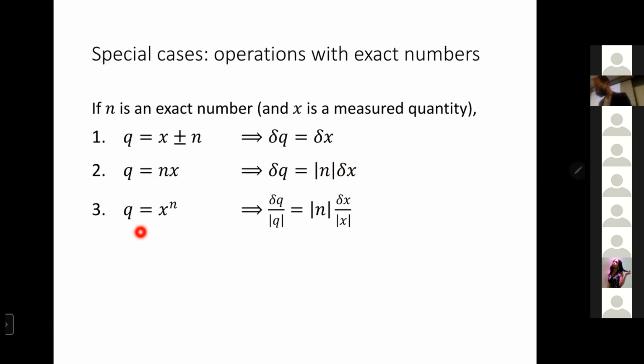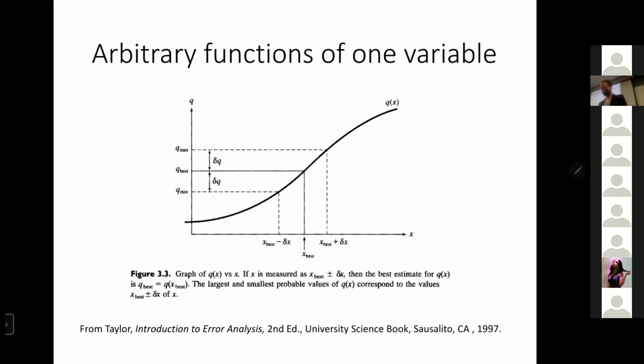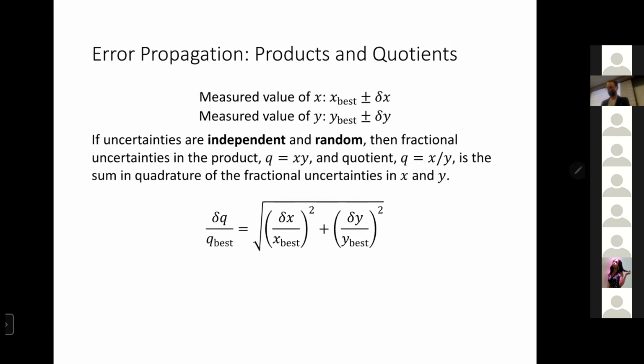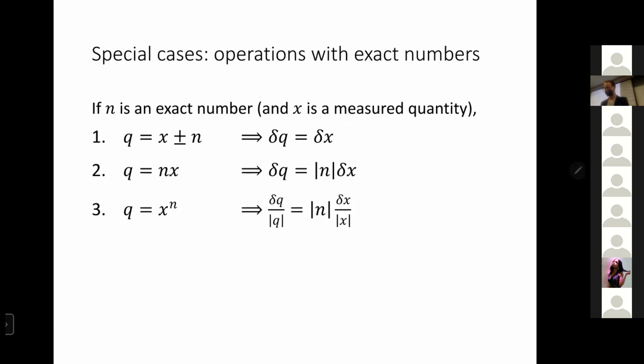Okay, another formula you can use is this one. If you have a number to the power of an exact number where X has uncertainty, n is an exact number, then the relative uncertainty in the result is equal to the absolute value of n times delta X over X. Okay. So that's sort of what you would do if you are adding together numbers or taking products and quotients of numbers.